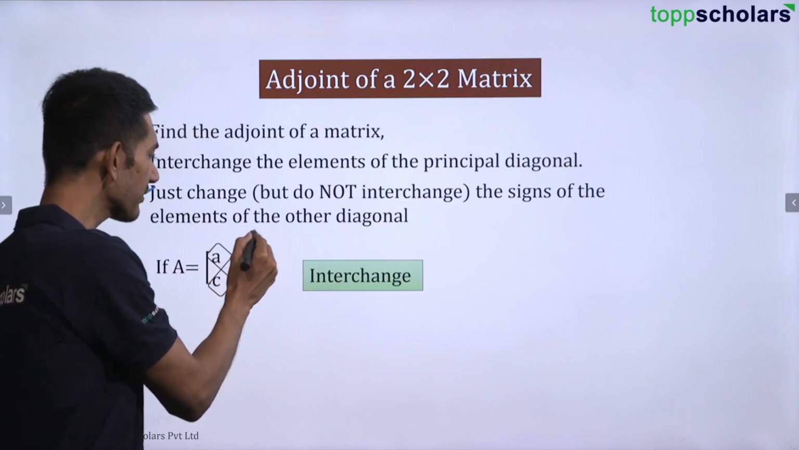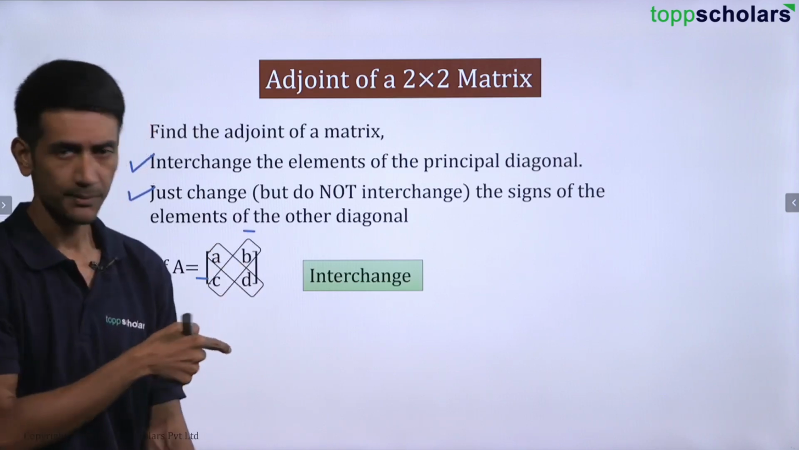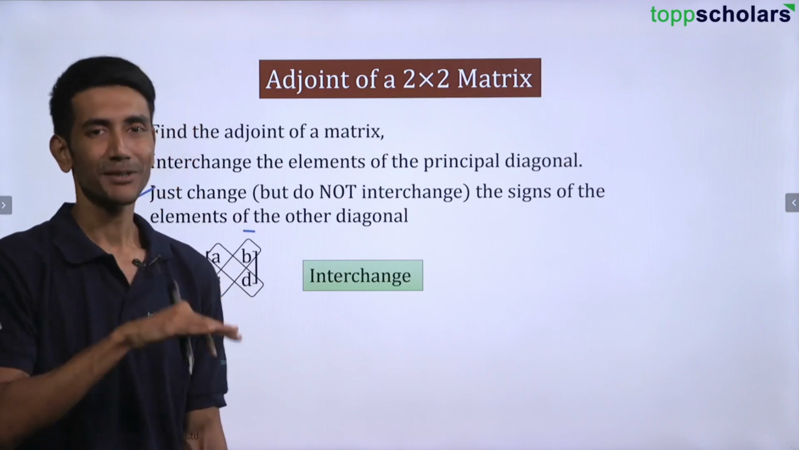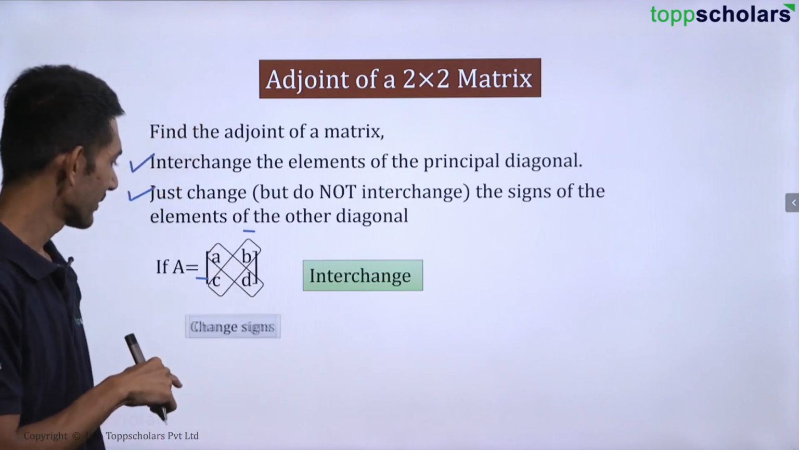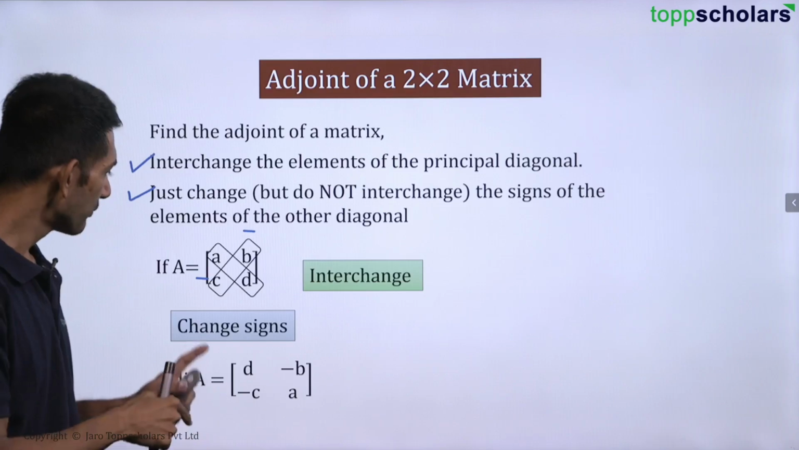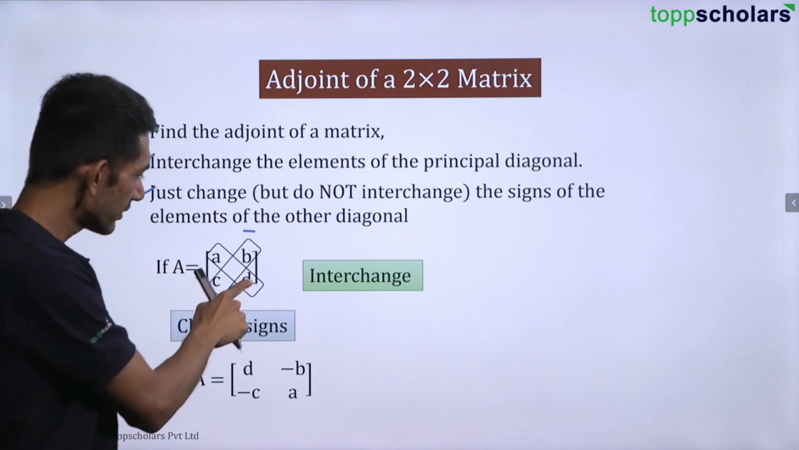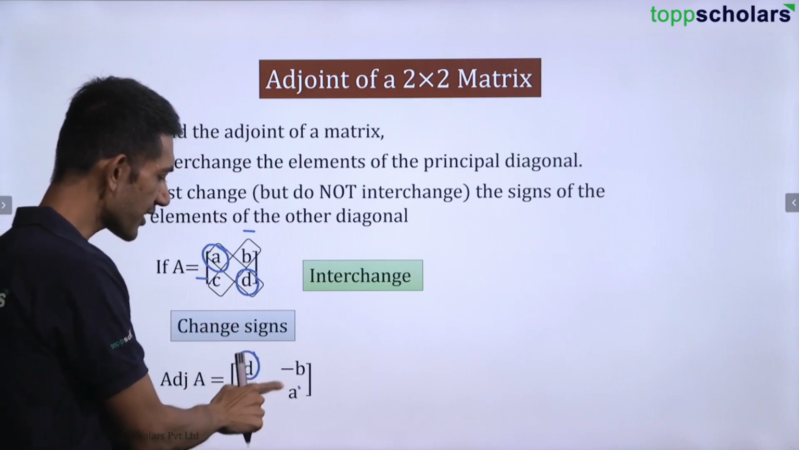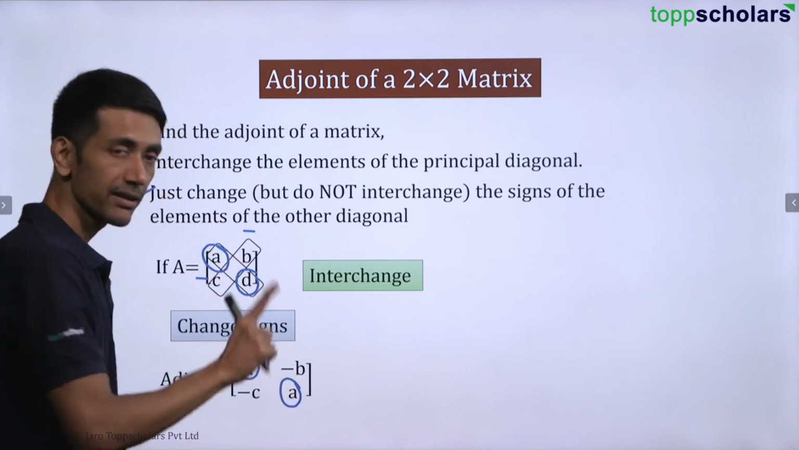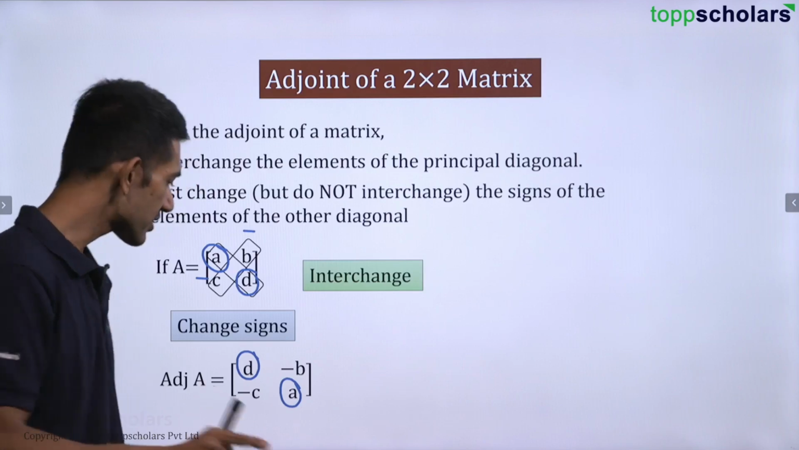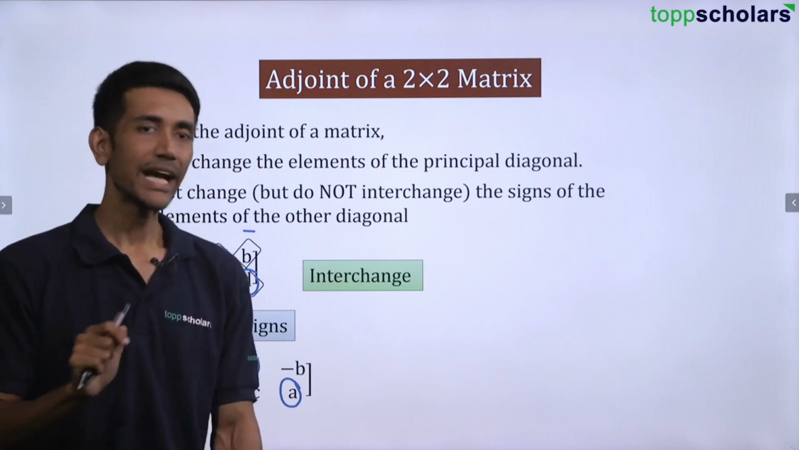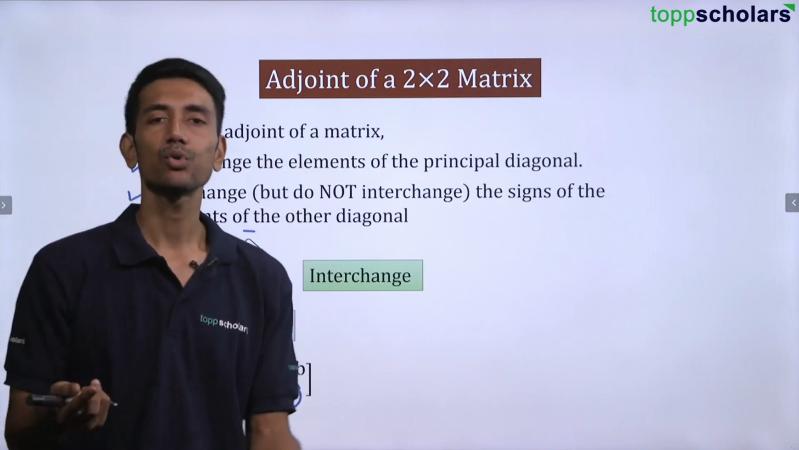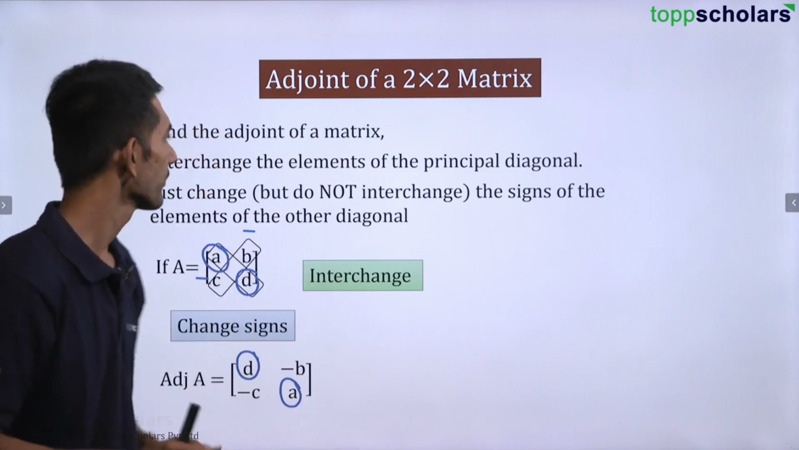Make this minus if it is plus. If it is minus, make it plus. So change signs. Observe D and A: their positions are interchanged. B and C: their positions are not interchanged, but the sign is changed. So that is how you find the adjoint of a 2 by 2 matrix. I hope this is clear.